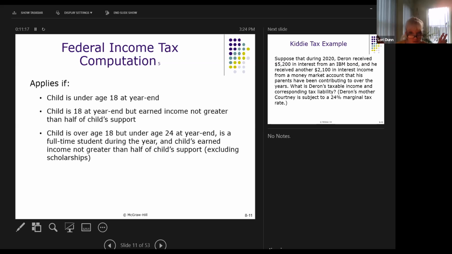So who are the kids? Who are we talking about here? What is a kid? The kid is under 18 at the end of the year. Or the child is 18 at year end, has earned income, but that earned income is not greater than half of their support. So they just have a little part-time job. Or the child is over 18 but under 24, is a full-time student, and the child's earned income is not greater than half of the child's support. So if they fall into any of those categories and their unearned income is more than $2,200, we have a kiddie tax.